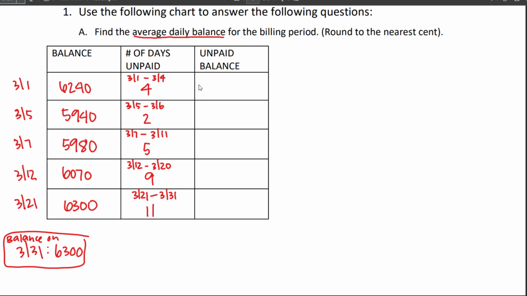All right, what matters now, because remember, we're using this table to find our average daily balance. So we're going to take the first box in this row and multiply it by the second box in this row. So 6240 times 4 is going to give us what we need in this box. And we'll do that all the way down. So 5940 times 2, 5980 times 5, 6070 times 9, and then 6300 times 11.